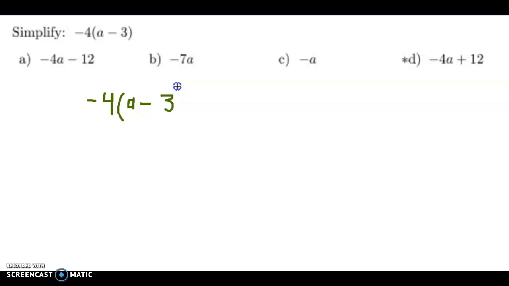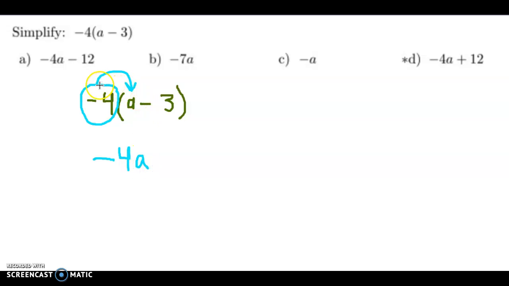And remember, when we start doing distribution, we always circle what's on the outside of the parentheses and we include the sign with whatever that number is. So right now our number isn't just 4, it's -4 because we have to circle both. Now the first thing I like to do is my integer rules. So a negative times a positive is a negative, and 4 times a is 4a.